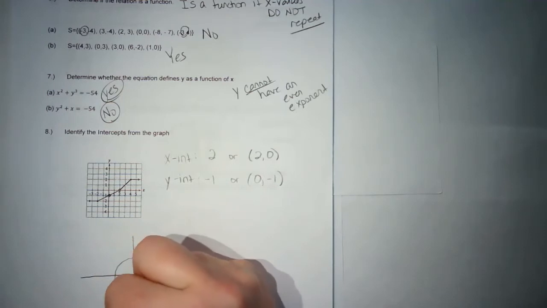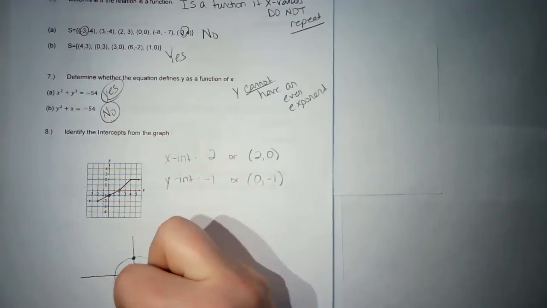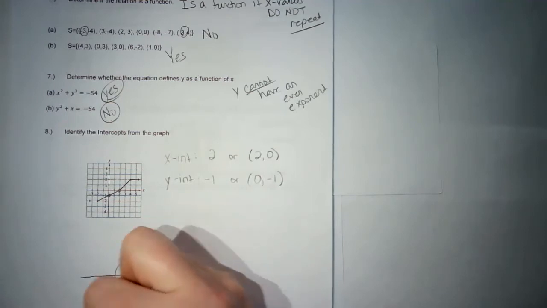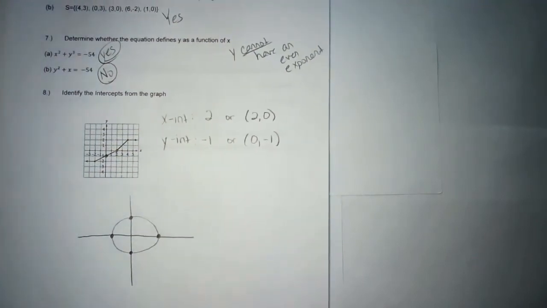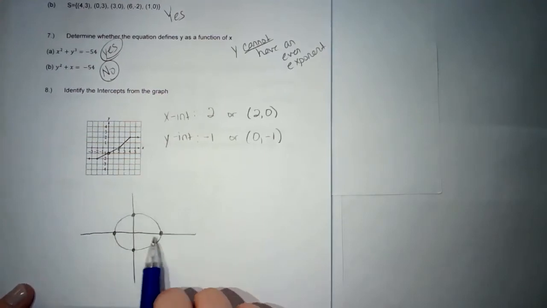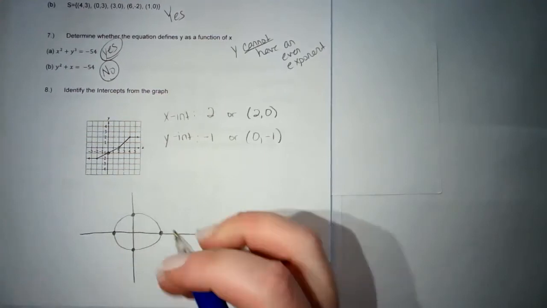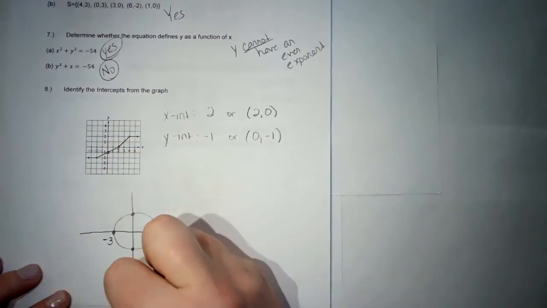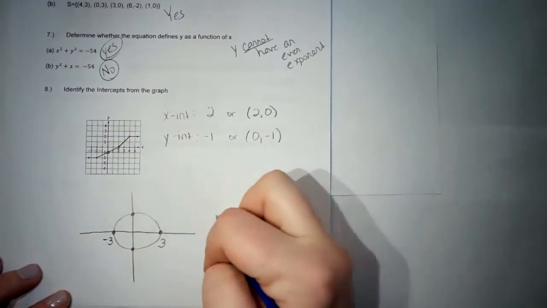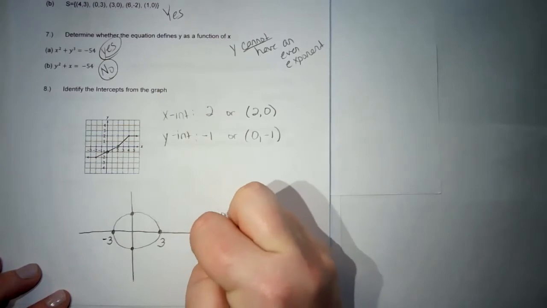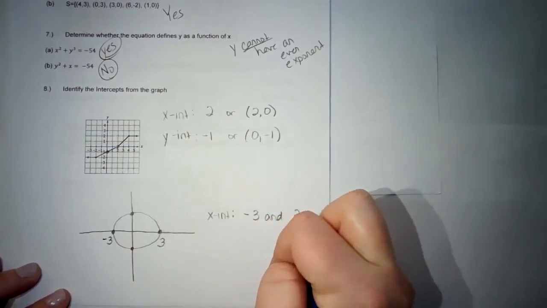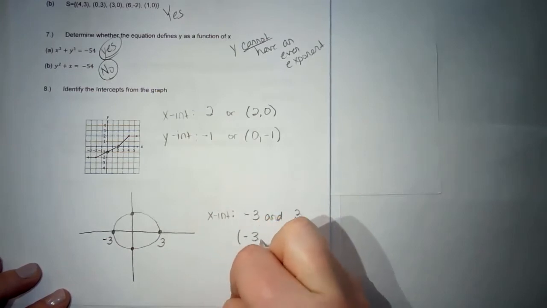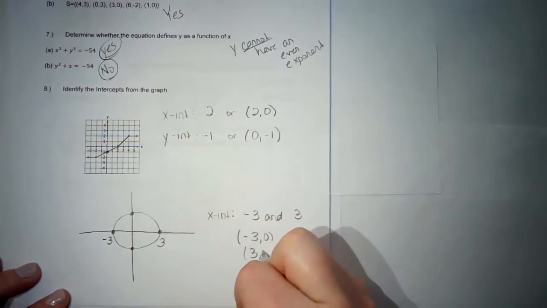What if you have a circle or an oval or whatever shape that Ms. Holcomb just drew? In that case, how many x-intercepts do I have here? I have 2 of them, right? Let's pretend this is -3 and that's +3. So you have 2, you have to write. You can write -3 and 3. You can write -3, 0 and 3, 0.